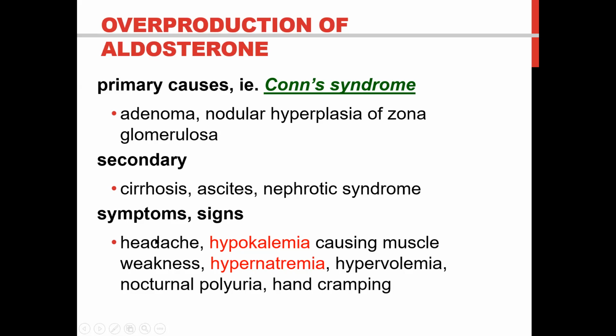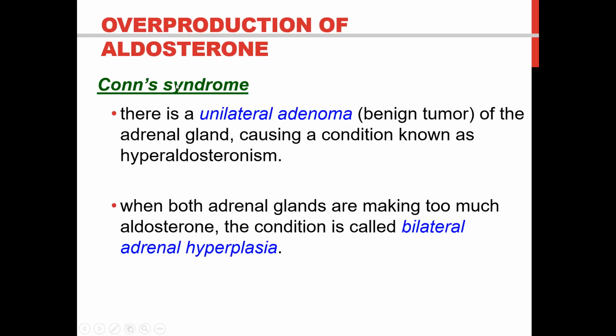The signs and symptoms would be the following: headache, hypokalemia causing muscle weakness, and also hypernatremia, hypervolemia, nocturnal pyuria, and hand cramping. Diba, I mentioned earlier where sodium goes, water will follow. So that's why there's nocturnal pyuria, because of the increase in blood volume. And for Conn syndrome, as I've mentioned earlier, this is a unilateral adenoma, a benign tumor of the adrenal gland causing a condition known as hyperaldosteronism.